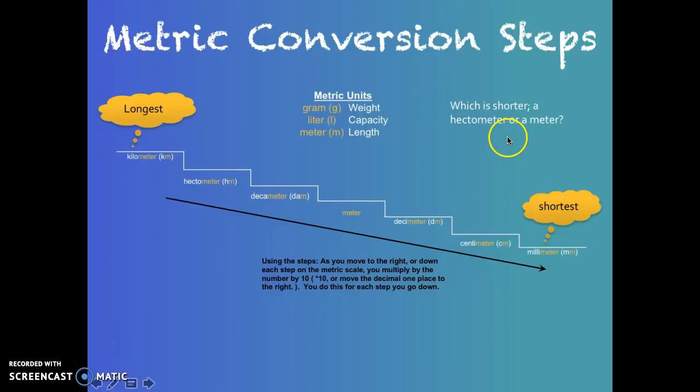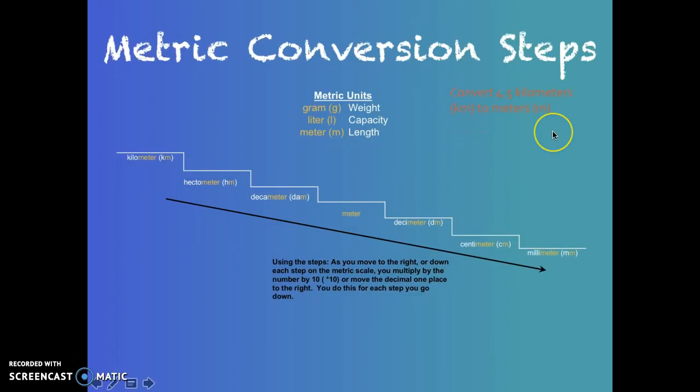What is shorter, a hectometer or a meter? So here's a hectometer, here's a meter. A meter is shorter. Okay, longer distances, the higher up the steps you go. There's your meter, there's your hectometer. A meter is shorter.